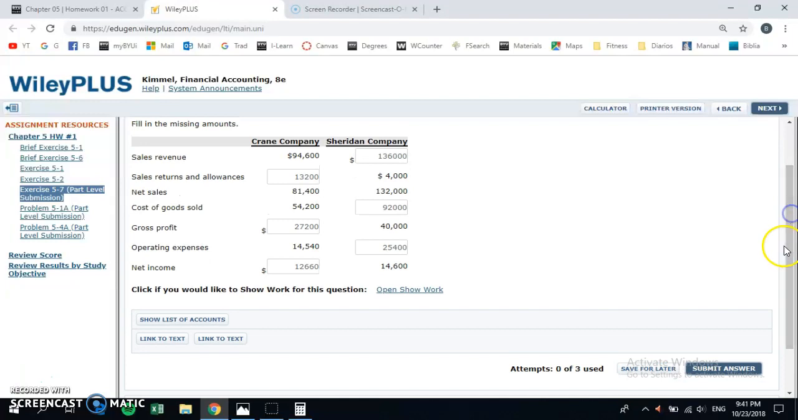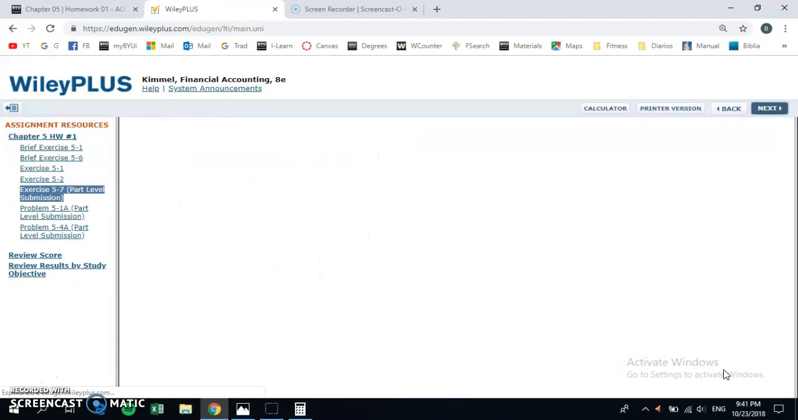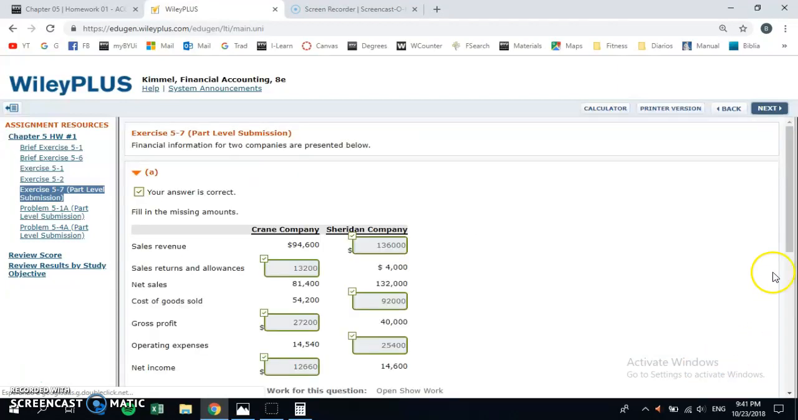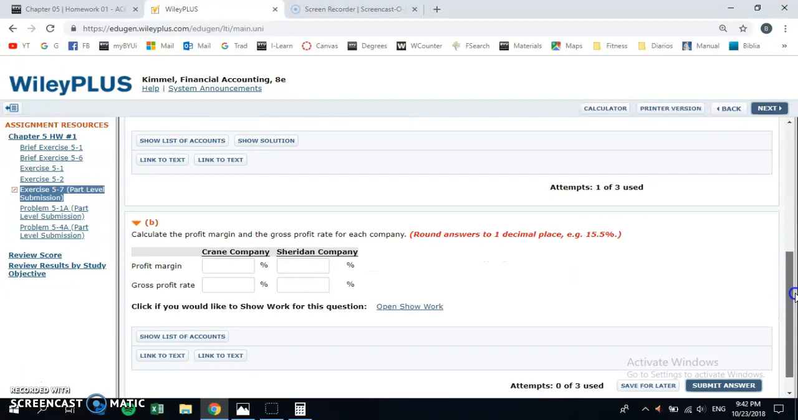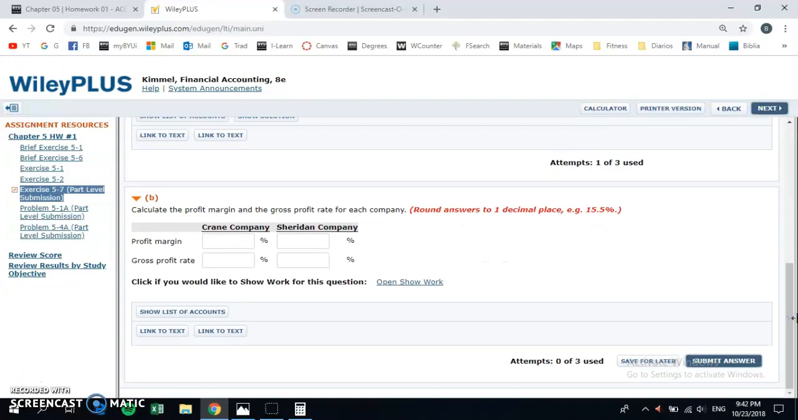Okay, so this is the moment of truth. We're going to see if the first part of the exercise is correct. Let's see. Let's hope and pray. Yes, we did it right. Okay, we're going to go to the second part of the exercise.